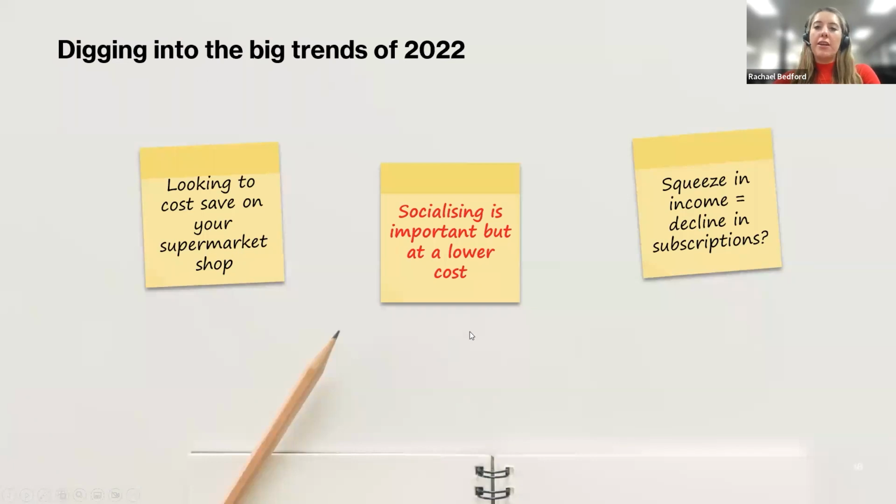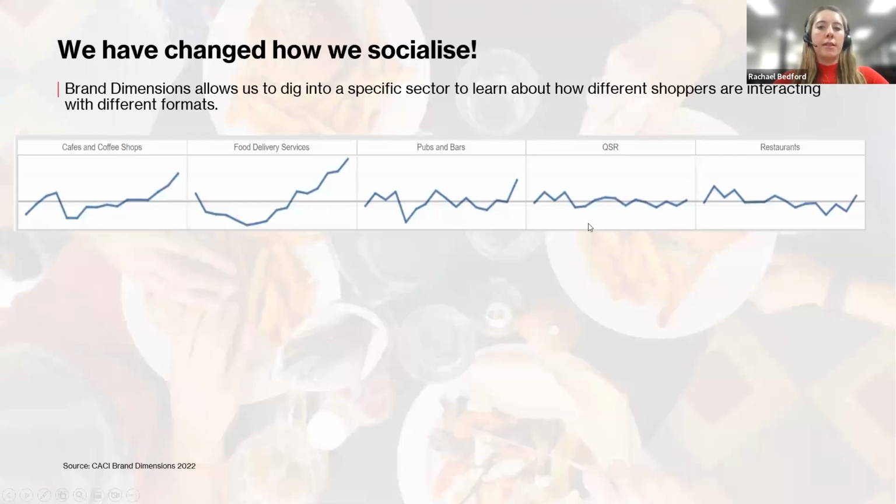So the next theme we're going to look into is around socialising and how it's still important for consumers, however, we do it at a lower cost. So using brand dimensions, we're able to look at the trends within the food and beverage sector. The charts displayed here show the proportion of sales in each category over time from September 21 to December 22, so over 16 months. Here you can see that some categories are doing better than others.